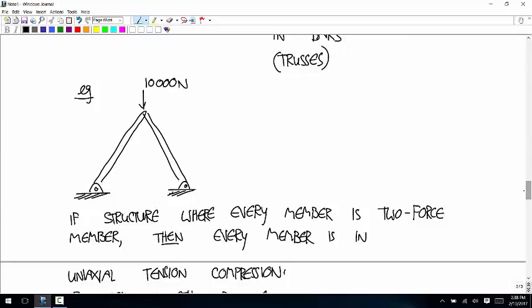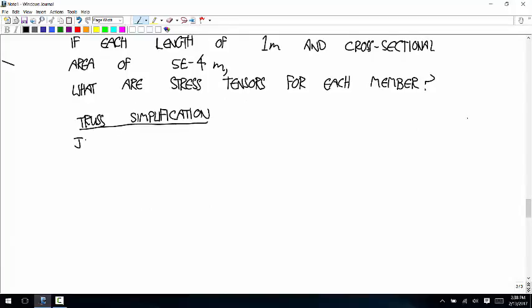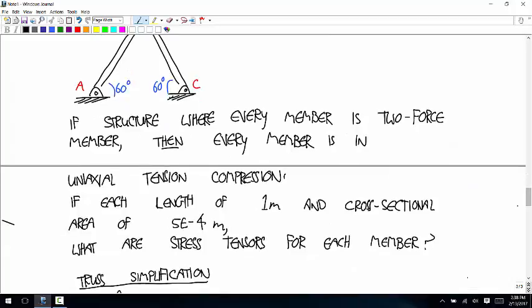So let me label all these. Let's call this joint A, B, and C. And this is supposed to be an equilateral triangle, so let's say that's 60 degrees, 60 degrees. Okay, so at joint A, here's the pin, and we're going to treat each one of these members like they're just cables that can only apply forces along the length of the member.